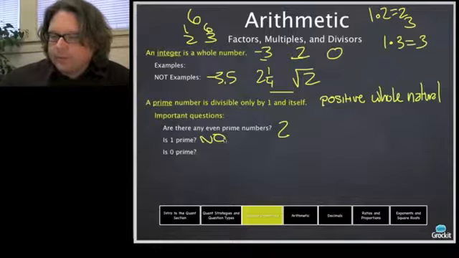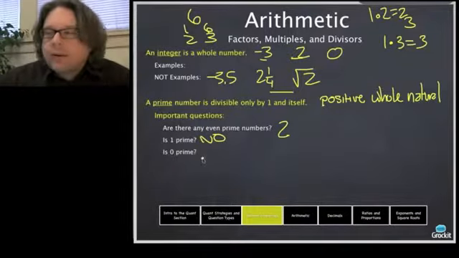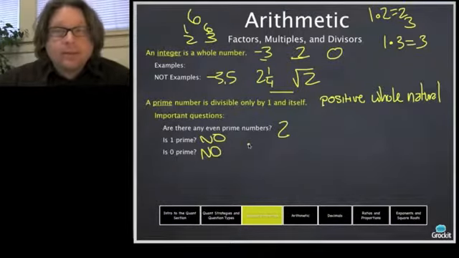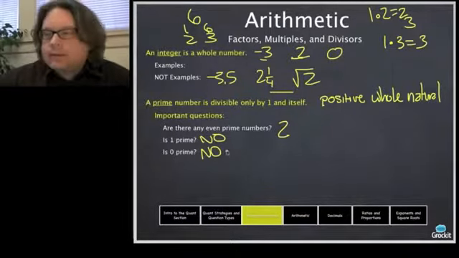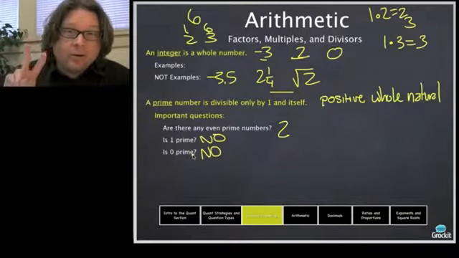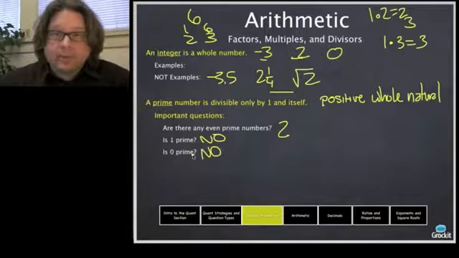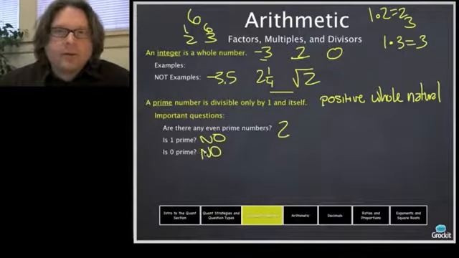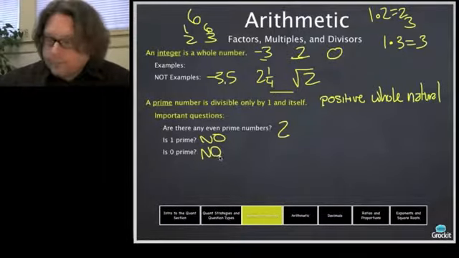Is 1 prime? No. Is 0 prime? No. 0 is not prime for the opposite reason. Since you can multiply any numbers together with 0 to get 0, 0 is also not prime. You need to have 2 and only 2 distinct factors, whereas for 0, the factors could be 0 and 1 or 0 and 11 billion.